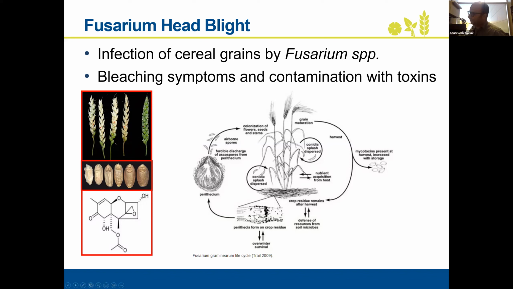And then again, the problem with this plant disease is, in addition to causing yield losses, these grains will be contaminated with these toxins, and that's a problem because the toxins themselves are regulated.